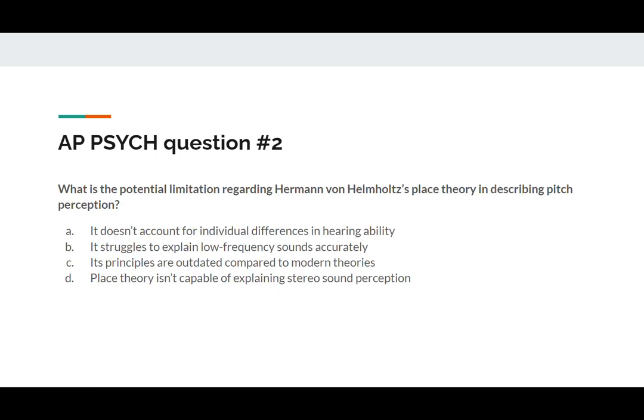We have our second question. What is a potential limitation regarding Hermann von Helmholtz's place theory in describing pitch perception? A, it doesn't account for individual differences in hearing ability. B, it struggles to explain low-frequency sounds accurately. C, its principles are outdated compared to modern theories. D, place theory isn't capable of explaining stereo sound perception. Pause the video again.